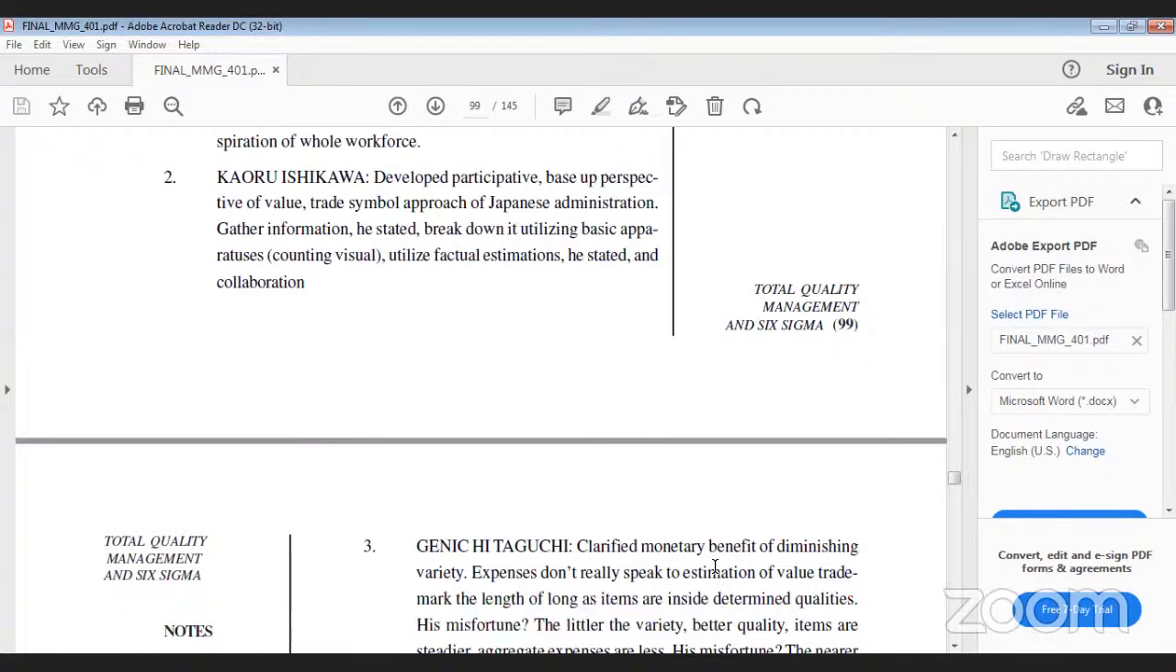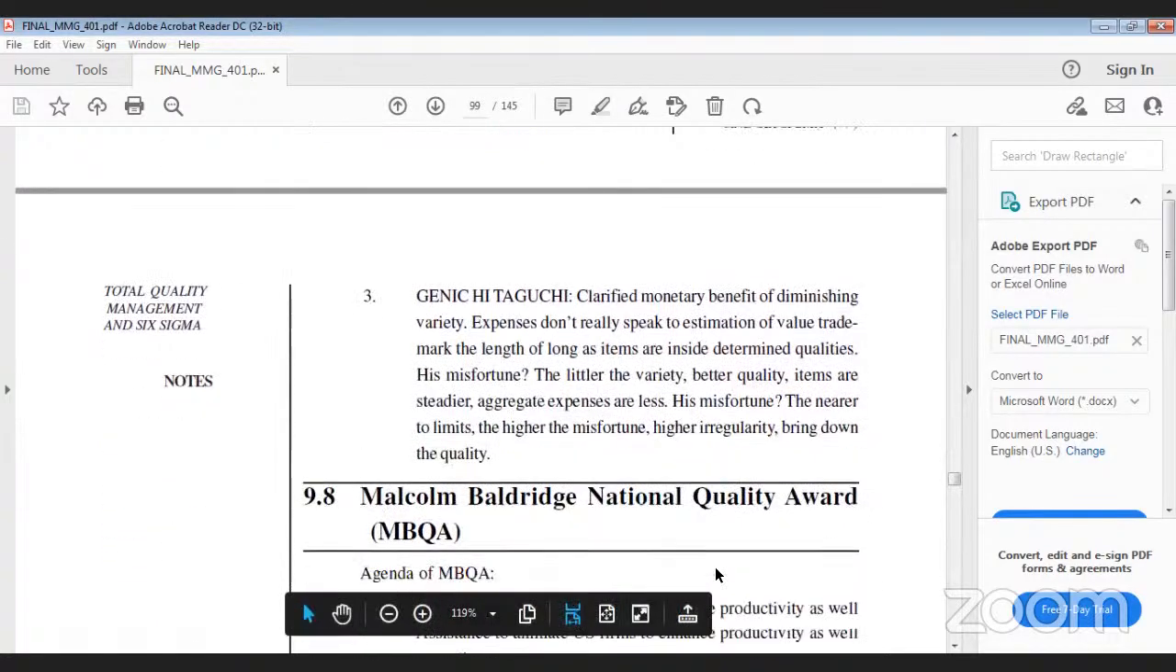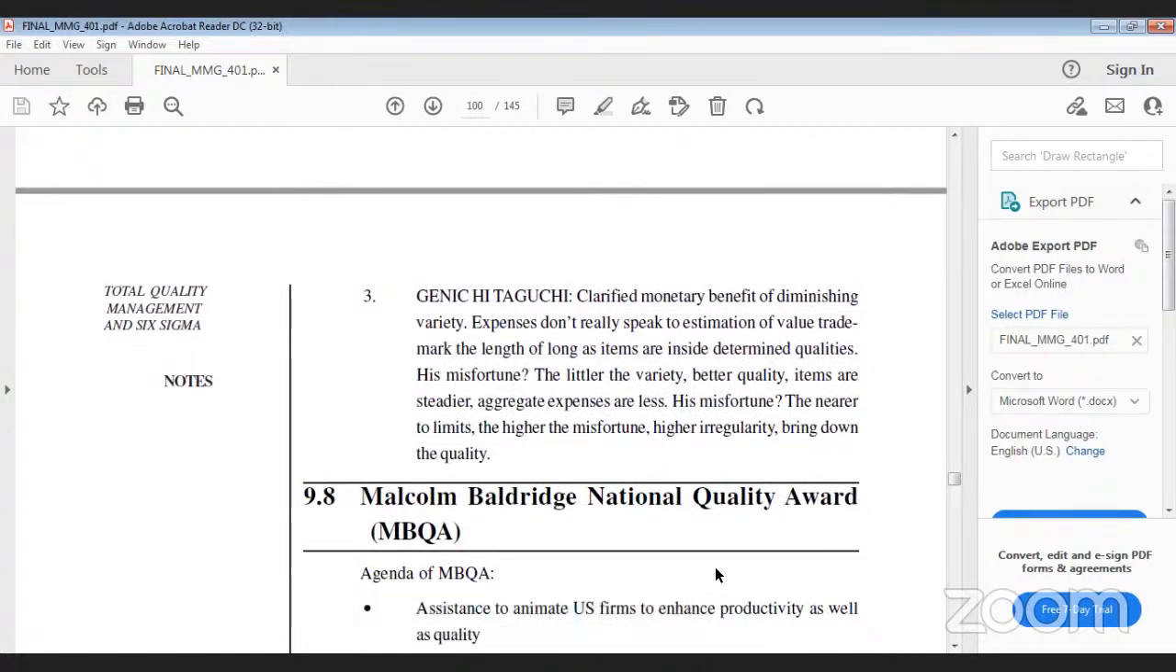Utilize fractal estimates, and he has stated its collaborations also. The next point is Zenit here, high Daiichi. He has classified the monetary benefits of the diminishing variety.